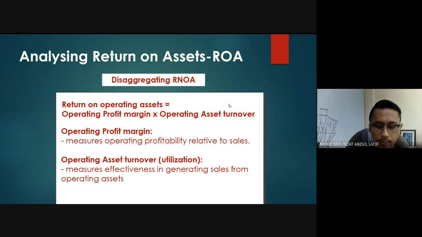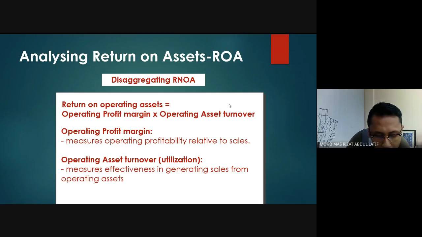So we look at disaggregating return on net operating asset. Meaning to say kita nak pecahkan formula tersebut kepada item-item yang berkaitan dengan profit margin and asset turnover. Okay, yang mana when you want to calculate your net operating asset, besides using the original formula just now in the previous slide, kan, NOPAT bahagi dengan average NOA tu, we can calculate this RNOA using another formula yang mana kita boleh pecahkan dia, break this formula into 2 components which are operating profit margin and operating asset turnover.